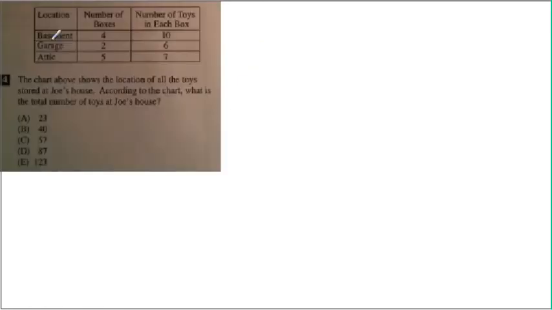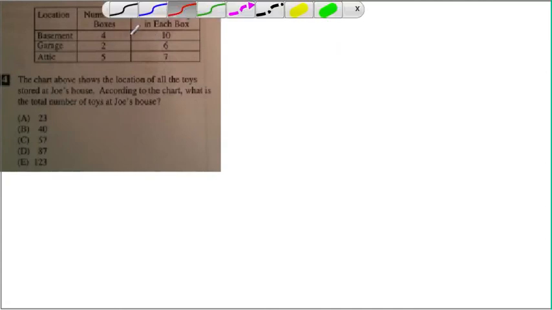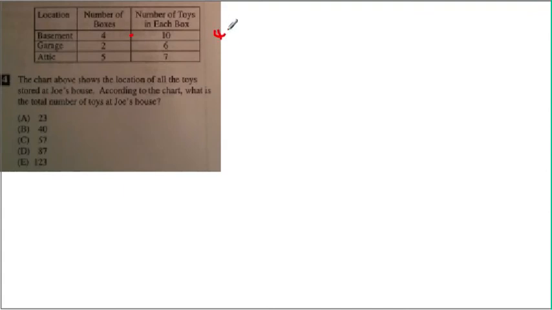Now let's move on to number 4 together. The chart above shows the location of all the toys stored at Joe's house. Okay, so we have these pieces of information. Make sure you guys read the top and the side of the chart. What is the total number of the toys in Joe's house? Now, we get to realize that in the basement, number of boxes is 4, and number of toys in each box is 10. So therefore, how do we find the total number of toys? All we have to do is multiply them. So in other words, we're going to multiply 4 times 10, which gets us 40.